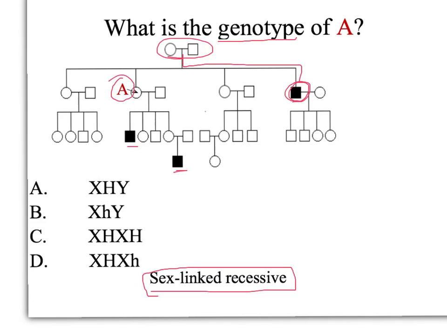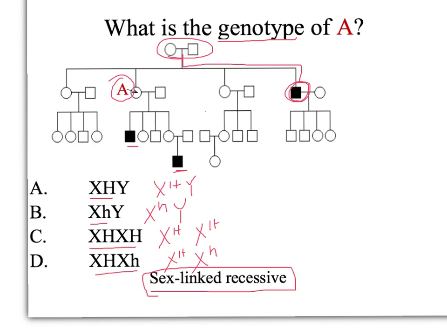Alright, so let's look at this person right here. We have individual A. We know that this is on the X chromosome, and the answers right here are not the way that we want them, right? We want them like this: X^H Y, X^H X^h, and so on. They should be written out this way, and there's just some formatting issue going on. I don't have time to fix it right now, so I'm just going to go with it.